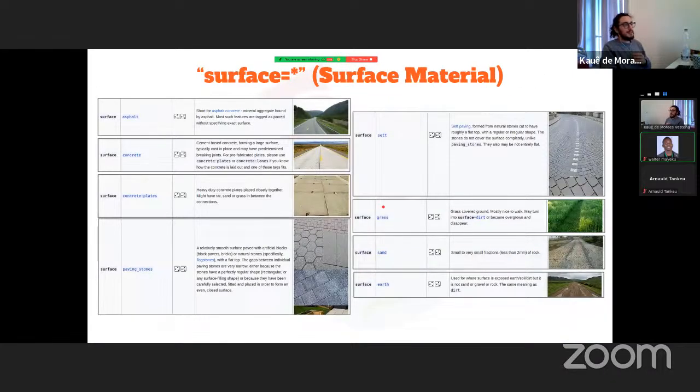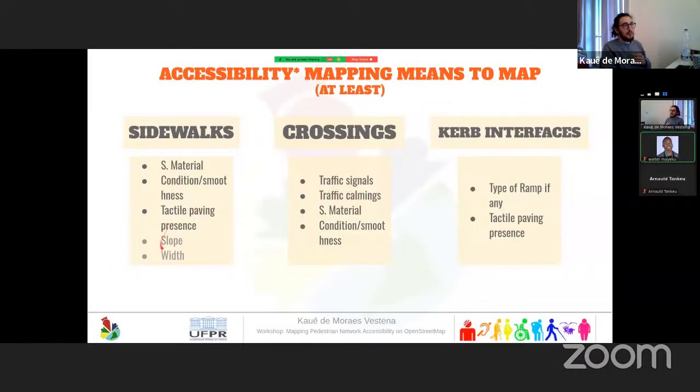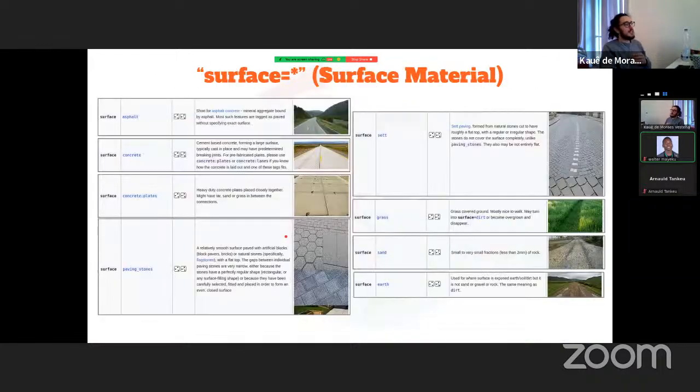So let's start. We are going to see each one of them with examples in each case. So the surface, it's a very generic one.